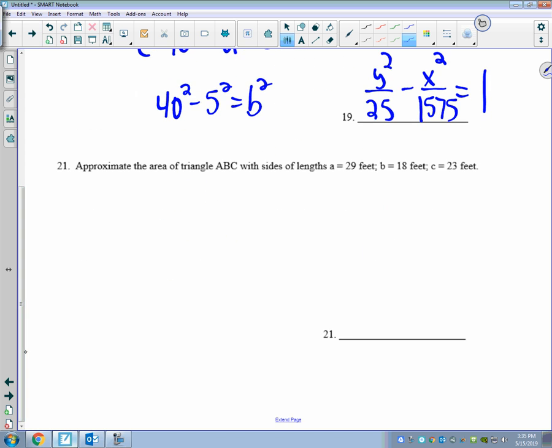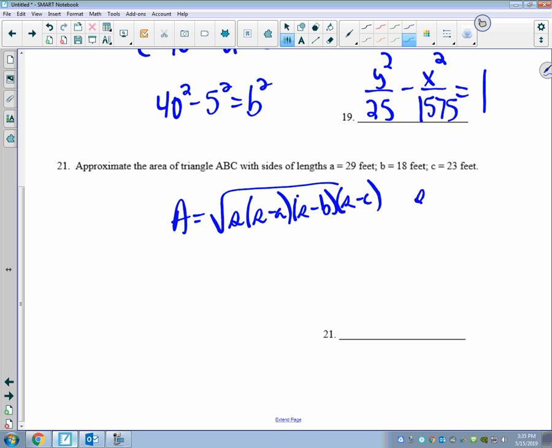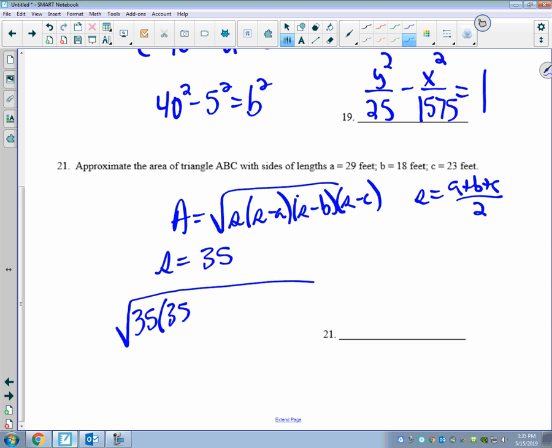Almost done here. Number 21 is just a formula, Heron's formula, that says to find the area, you take the square root of S times S minus A times S minus B times S minus C, where S equals A plus B plus C divided by 2. So for me, on this one, I got S to be 35. So I just used my calculator, and I took the square root of 35 times 35 minus 29 times 35 minus 18 times 35 minus 23.